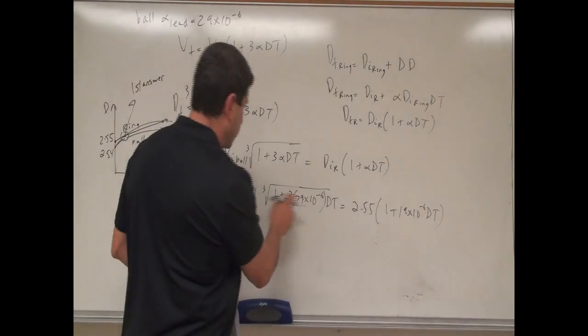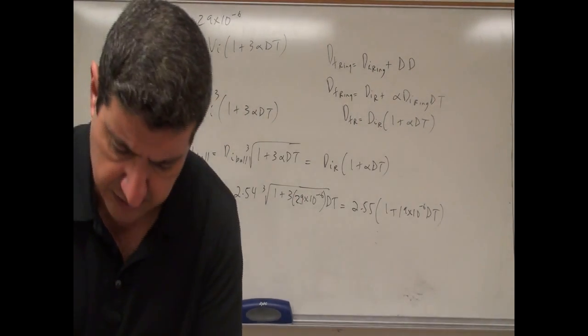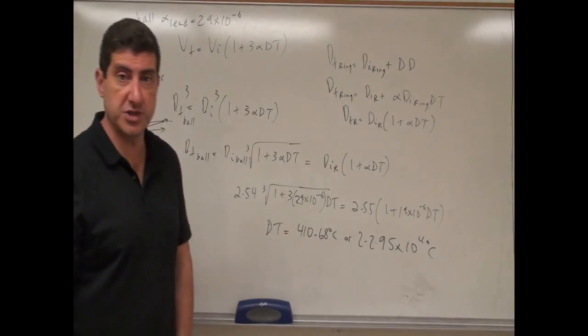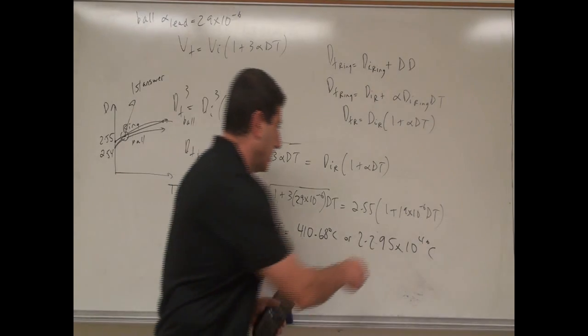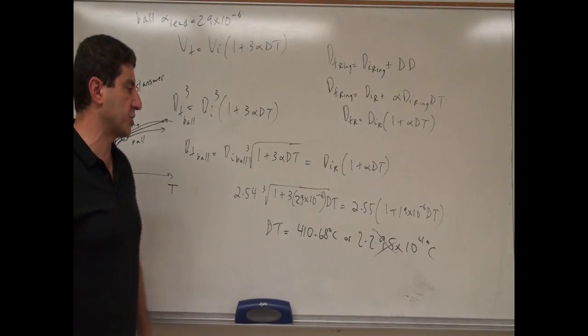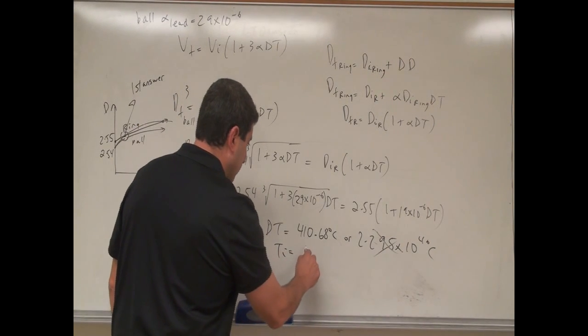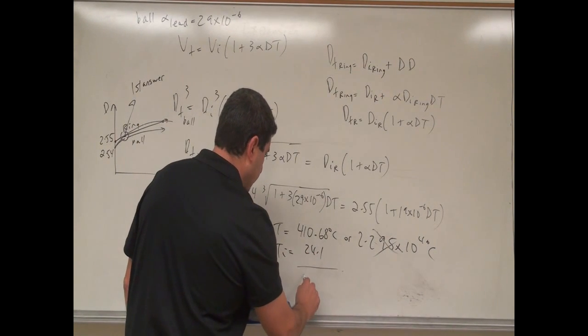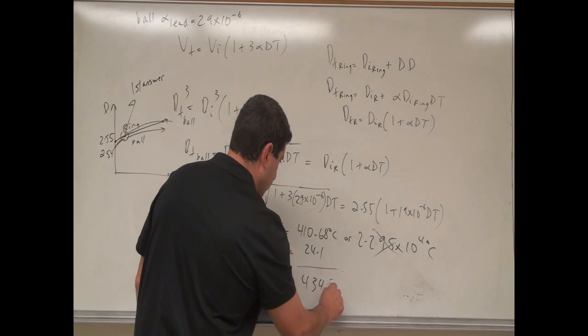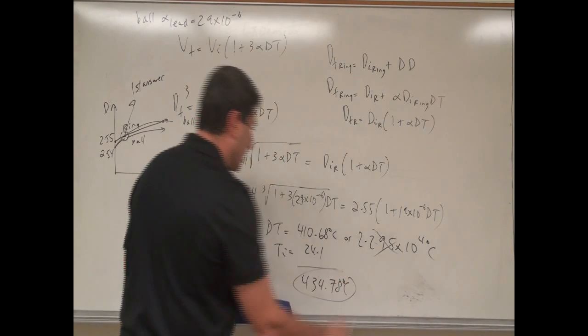So let's put this 29 into solver and let's see what I get. Of course, this is a lot, something like 22,000 Celsius, right? So we don't need to do that. All I need to do is increase the temperature by 410 Celsius. So if I add the initial temperature to that, 24.1, that's going to be 434.78 Celsius. And then that's my final answer.